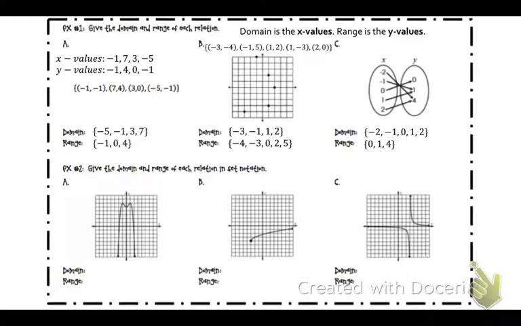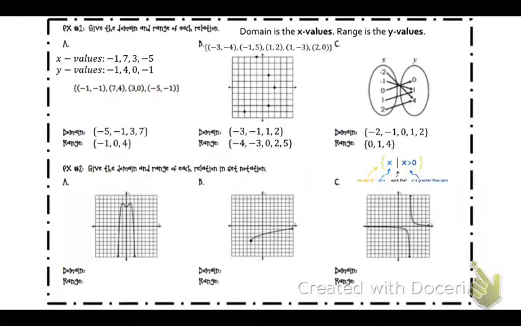Okay, now it says to give the domain and range in set notation. So set notation is you have the squiggly bracket and it's x such that, so the line, and then you put like x is greater than 0, or all real numbers, or x cannot equal this certain number. Okay, so let's look at example A.